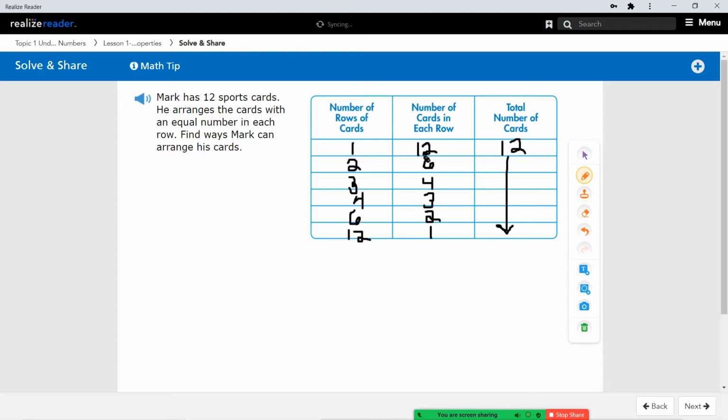So I can do one group of 12, 2 groups of 6, 3 groups of 4, 4 groups of 3, 6 groups of 2, or 12 groups of 1. So one group of 12 is 12, 2 groups of 6 is 6 plus 6, so that's 12. 3 groups of 4 is 4 plus 4 plus 4. 4 plus 4 is 8, 8 plus 4 is 12. 4 groups of 3, so 3 plus 3 is 6, 6 plus 3 is 9, 9 plus 3 is 12. I could do 6 groups of 2, so I can skip count by 2 6 times, 2, 4, 6, 8, 10, 12. Or I could do 12 groups with 1 in each group, which also gives us 12. So let's go on and see what we can learn next.